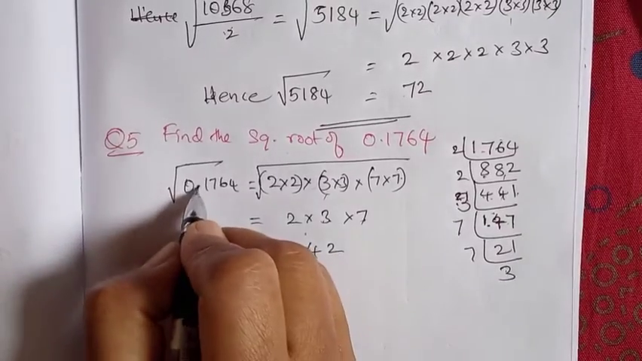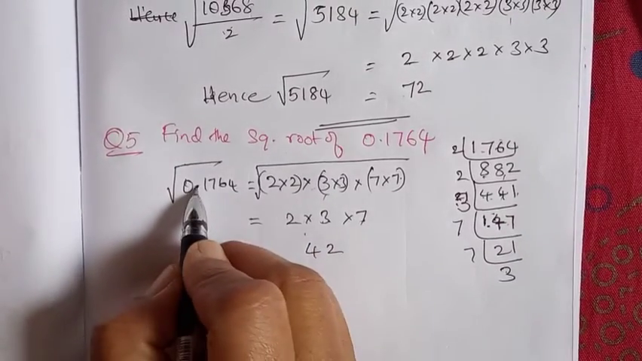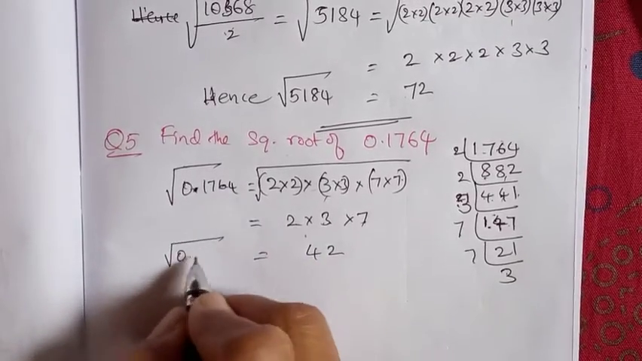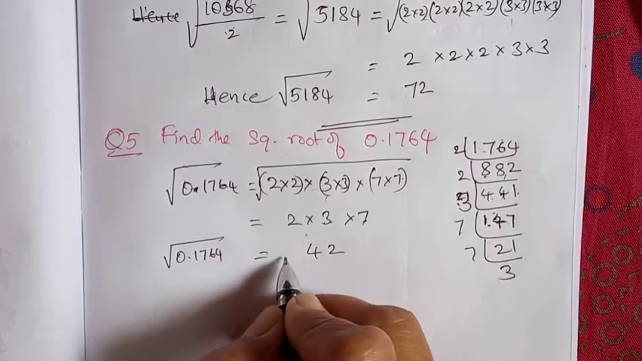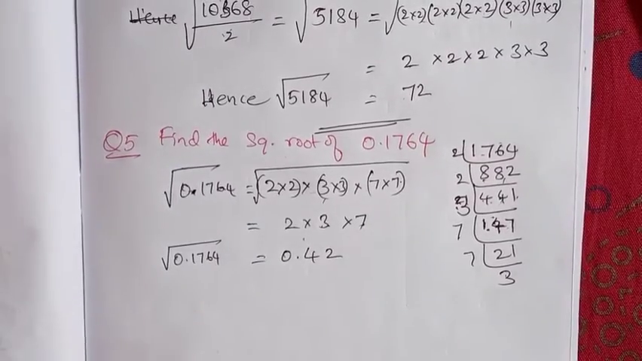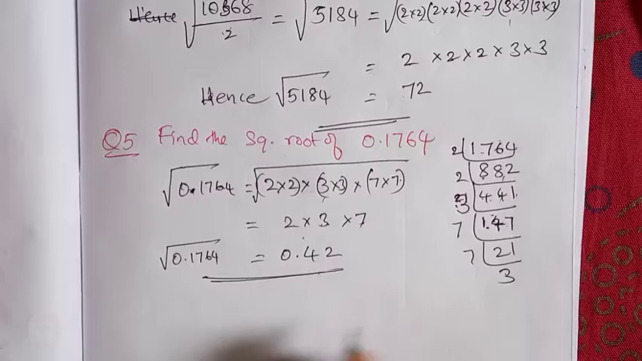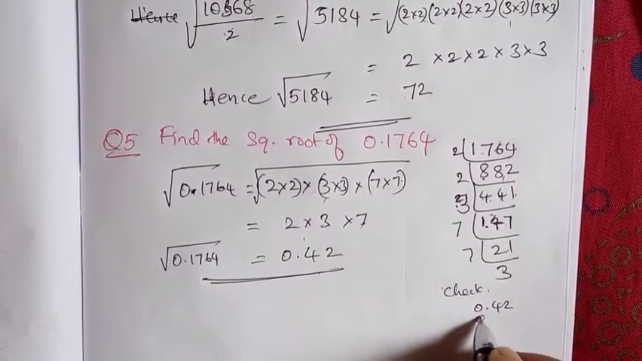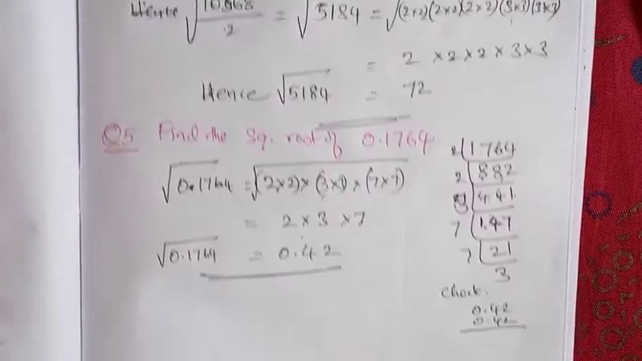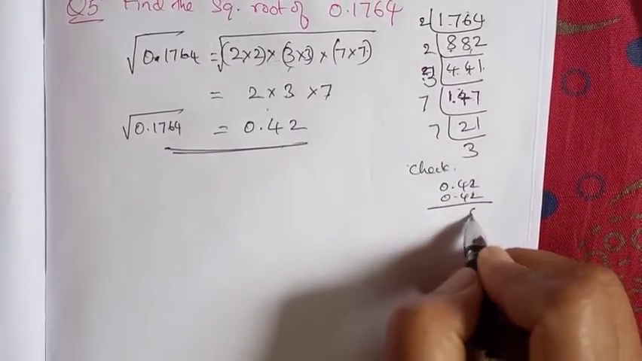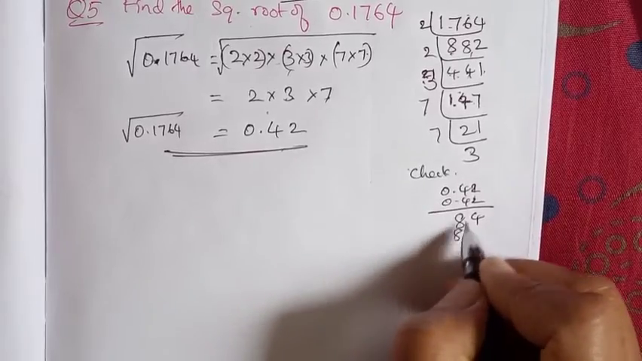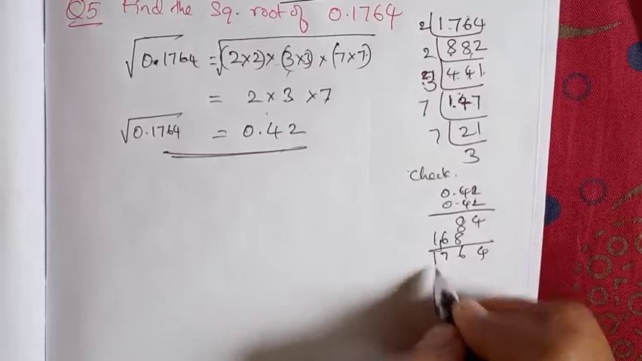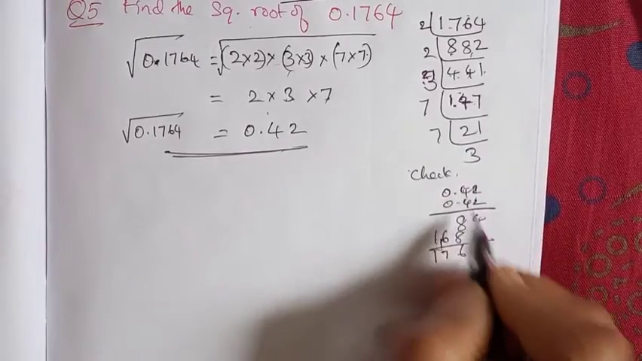But the question is in decimal. So after decimal, how many digits are there? 4. Then square root of 0.1764, the answer will be 0.42. Once I'll show you the rechecking. Just check 0.42. I just want to show you the decimal part. 2 2s are 4, 2 4s are 8, 4 2s are 8, 4 4s are 16, 4 1 6, 7 and 1. 1 2 3 4, 1 2 3 4.